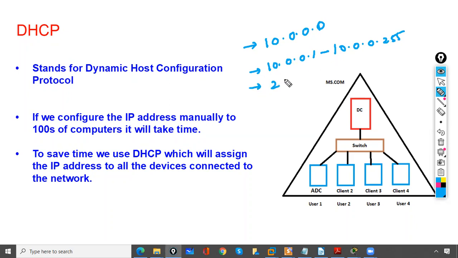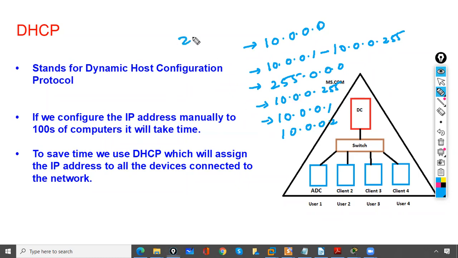And the subnet mask is 255.0.0.0. And gateway, let us say it is 10.0.0.255. And DNS is 10.0.0.1. Preferred DNS is 10.0.0.2. This is the configuration you need to do on all the computers. Okay, you have 200 computers.